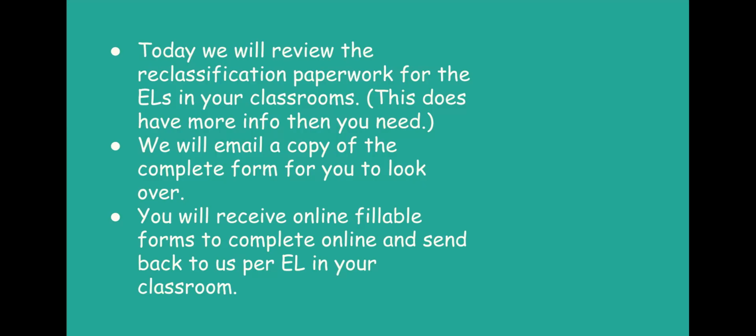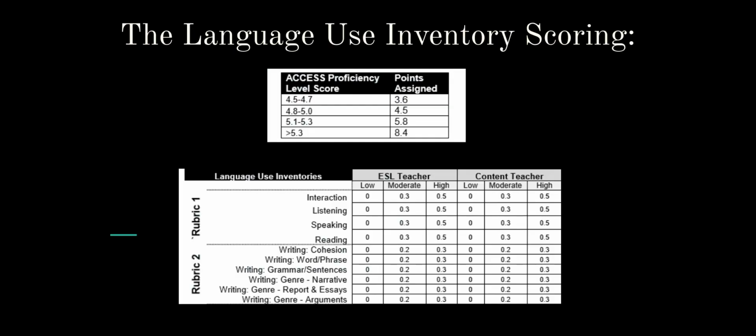We're going to email you a copy of the completed form for you to look over and point out some of the pages for you to briefly look over, and the rubrics that you're going to be using. And that will give you some time to think of any questions that you might have for us. After that, we will send out some fillable forms, the fillable rubrics, for you to complete online and send back to us.